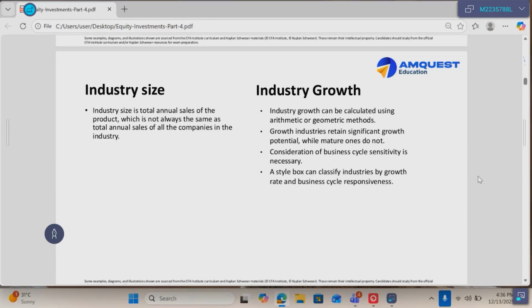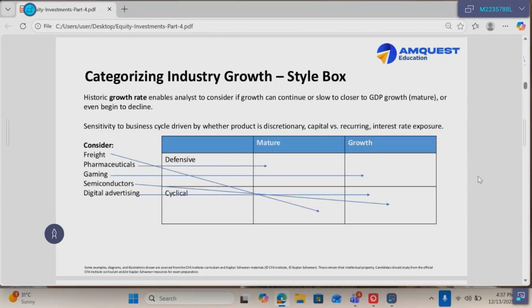Then we also need to check business cycle sensitivity, whether the economy is booming, is it under recession, is it growing, or is it very stable or stagnant, etc. We have to do that analysis. Then we have something called a style box that will help you analyze whether it's a growing company and which business cycle it is falling under. So here's an example. Now this style box, the first thing I would like to talk about is that in different countries, the style box may operate in a very different way.